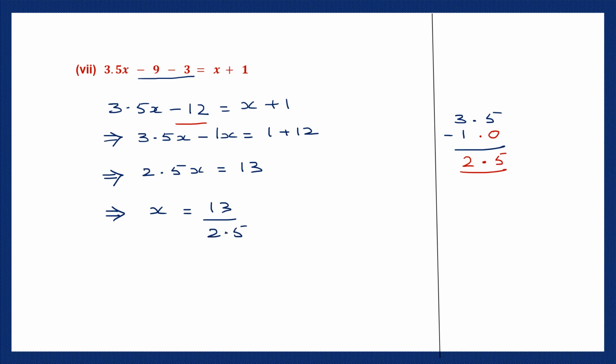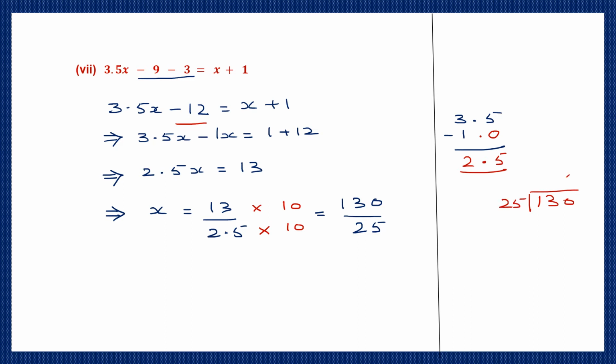Now since 2.5 is a decimal number, we can convert it to a whole number by multiplying it by 10. So multiply the numerator also by 10. So what do we get here? 13 into 10 is 130 and 2.5 into 10 is 25. So now we are going to convert this to a mixed number. So let's divide 130 by 25.